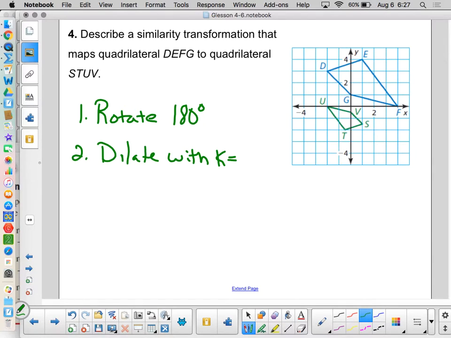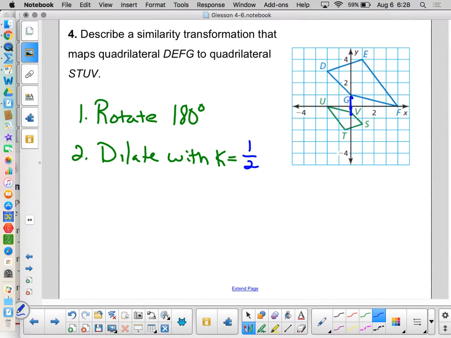Well, we're going to try to figure out how long a segment is. Unfortunately, we don't have any horizontal or vertical sides here to do that. So I got to kind of guess a little bit. But I noticed something. I noticed that from the origin up to G is 1 unit. And from the origin down to this point V down here is 1/2 unit. So it looks like it's about half as long. Looks about like it's half. So I'm going to go ahead and put K equals 1/2 in there.